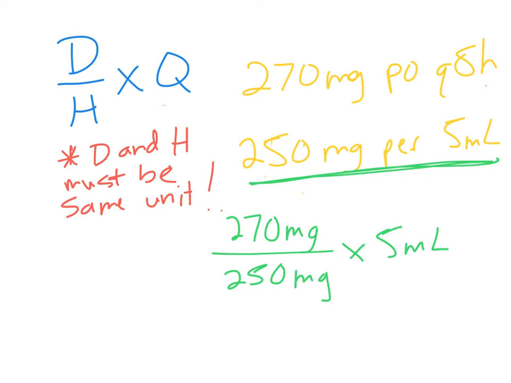I'm going to take 270 divided by 250, which is 1.08. Take that and multiply by 5. Our answer here would be 5.4 milliliters. You can give 0.4 of a milliliter, so make sure we have that to the decimal. I wouldn't round that one to the nearest whole number. Make sure we have a decimal after it. So just an even 5.4 milliliters.